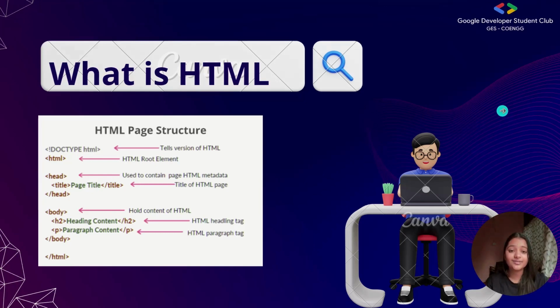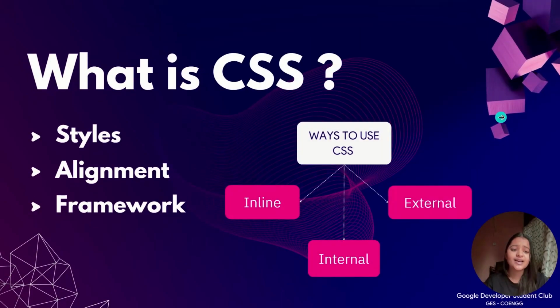Then we have CSS. So what is CSS? HTML fulfills our basic structure needs, but it does not provide any styling or attractiveness to the website, and that's why CSS comes into the picture. CSS provides various styles, alignment, framework, and everything that you need for your website to look good and be effective to the user. There are many ways to implement CSS, and those are inline, internal, and external.